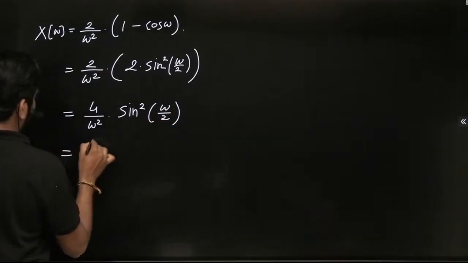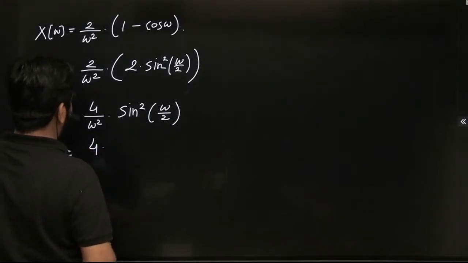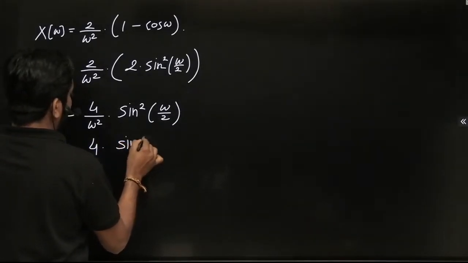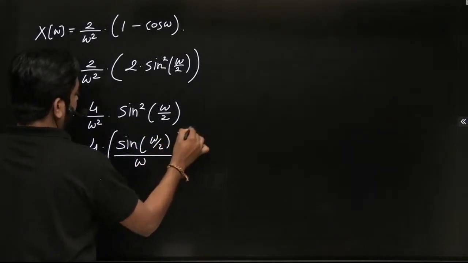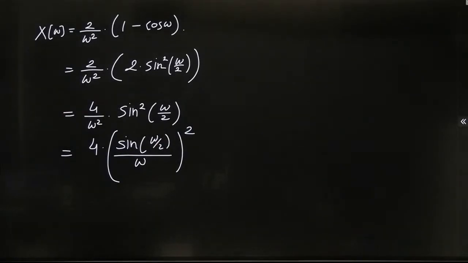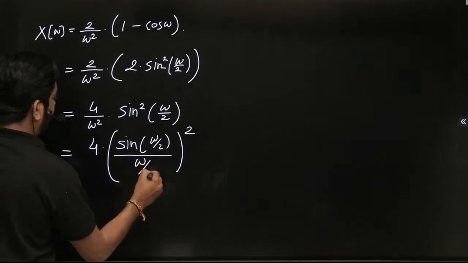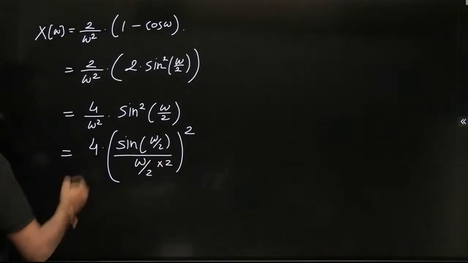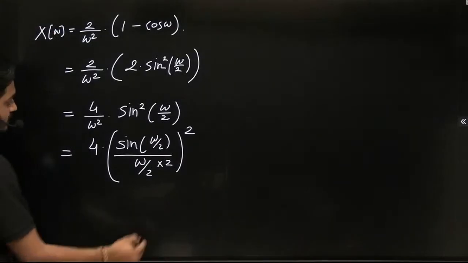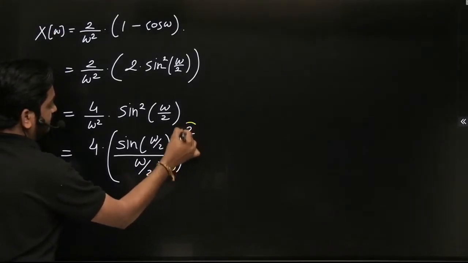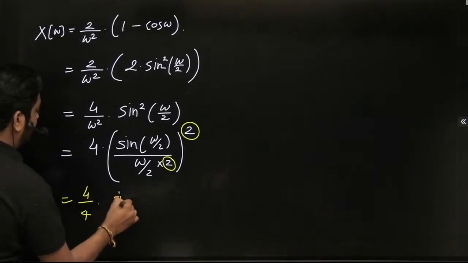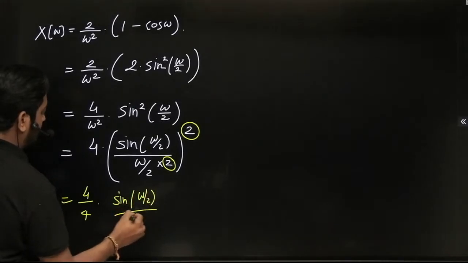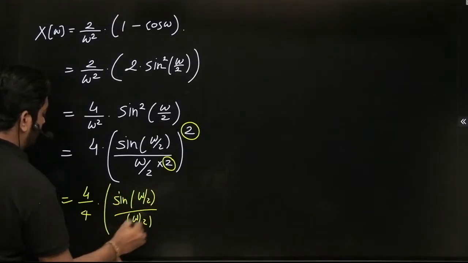Okay, now see here, 4 into sine omega by 2, here omega whole square. Are you getting the whole square? Can we say like this? Yes. So here divide by 2, multiply by 2. Divide by 2 and multiply by 2, so these 2 with a square come outside. So 4 by 4 into sine omega by 2 upon omega by 2 whole square.